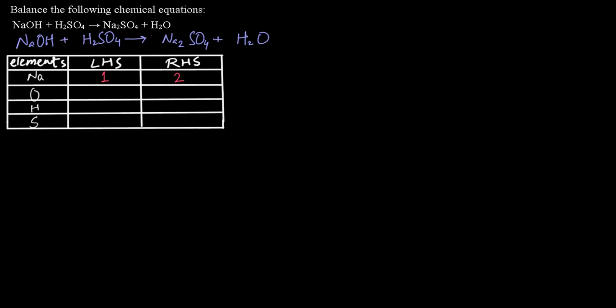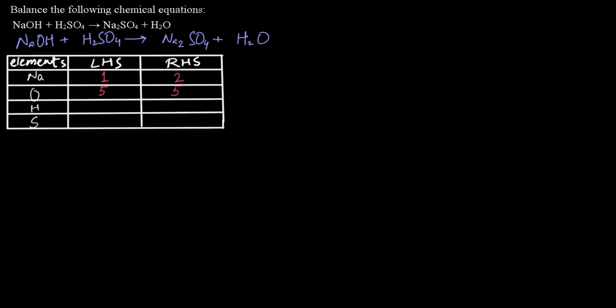Now for oxygen, we have 1 atom of oxygen in sodium hydroxide and we have 4 atoms of oxygen in sulfuric acid. So 1 plus 4, we get 5. On the RHS, we have 4 atoms of oxygen in sodium sulfate and we have 1 oxygen atom in the water molecule. So in all, we have 5 on the RHS.